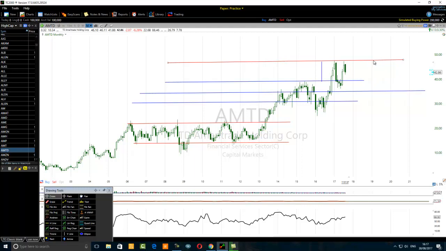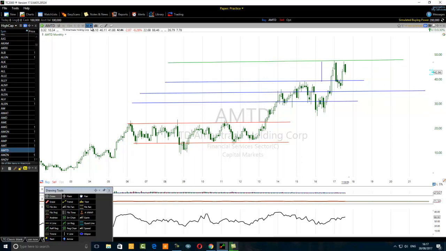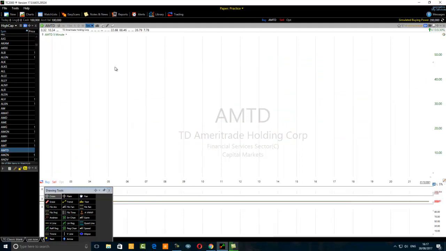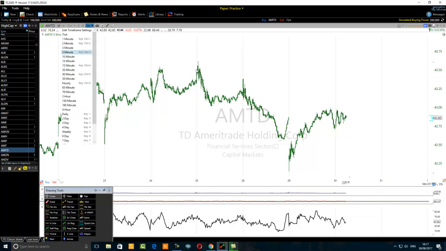I'll use a different color because I already have red here. I'll use dark green. Pay attention to that line, and we're going to go now quickly to the 5 minute time frame. Can we see that? It's not showing. Well, the computers can know where that line is. They know it's not showing on my chart here. They know that there's a line somewhere in that zone.